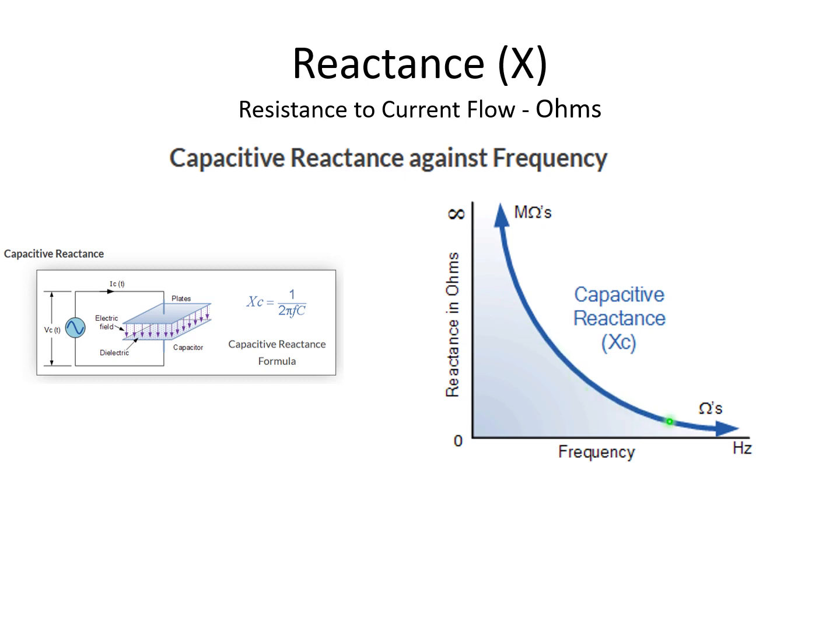And if you get to a high enough frequency, the capacitor appears to be almost a short circuit. So at DC, it appears to be an open circuit. Current can't flow through it. And then as the frequency increases, the reactance decreases and you get more and more current flow until it almost appears to be a short circuit.